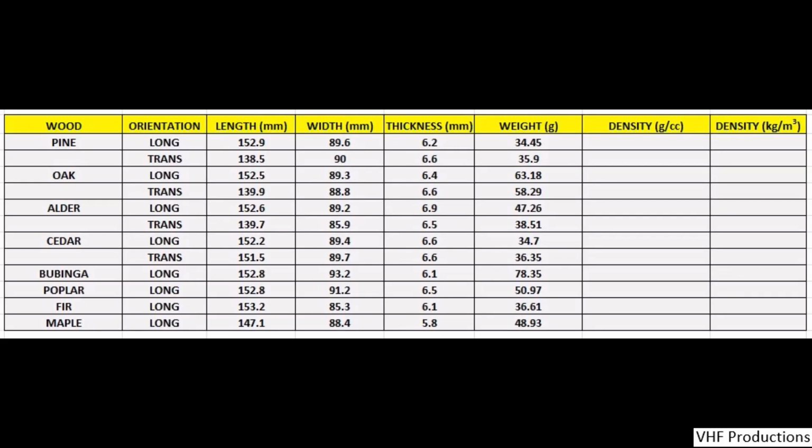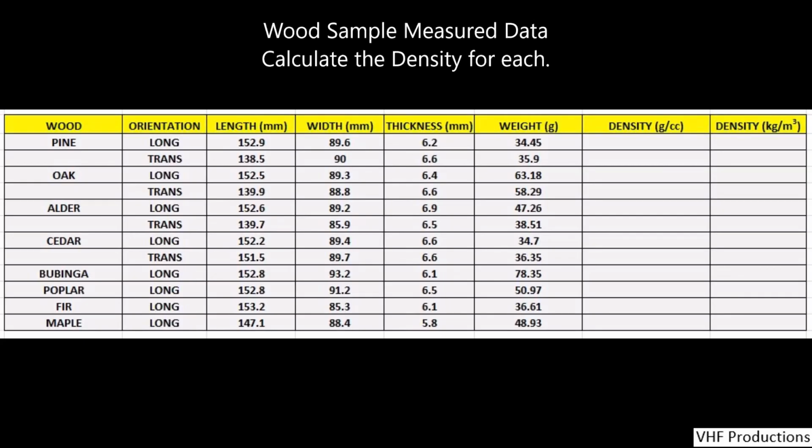Here we present the data for the wood plank dimensions and weight measurements for all the wood planks from which we've acquired acoustic signals. For the woods analyzed in this lab, 4 of the woods had measurements made for both the longitudinal and transverse orientations of the grain structures. These are for pine, oak, alder, and cedar.